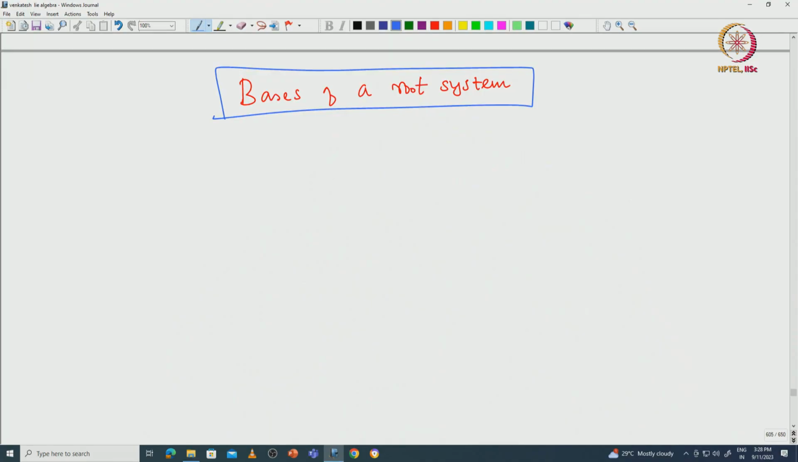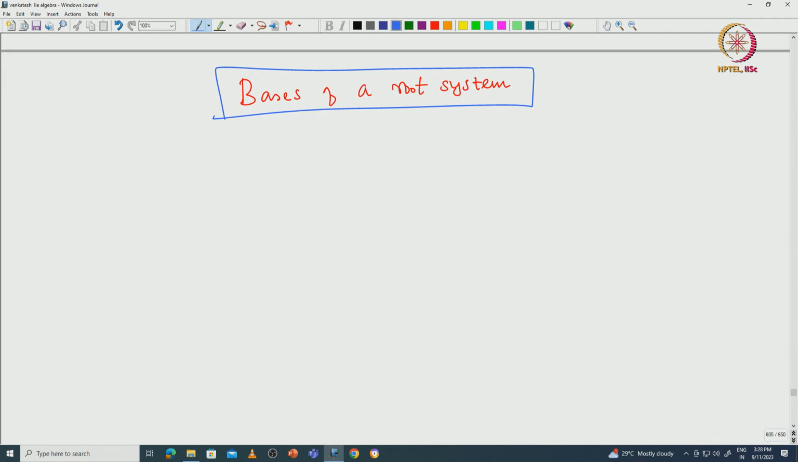Welcome back everyone. In this lecture we will continue to study the basis of a root system, and we saw the existence of bases in the last class. So in this class I will prove that the bases will arise as pi of gamma for some gamma regular. Okay, let's recall what we have done before, and then I will continue with the result.